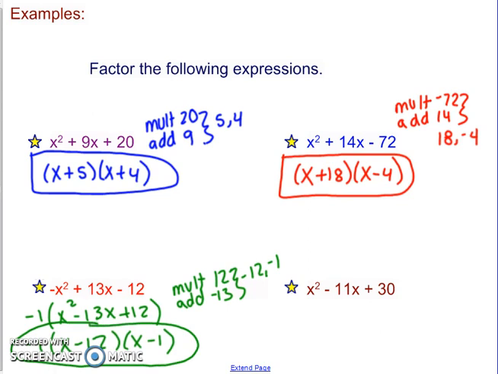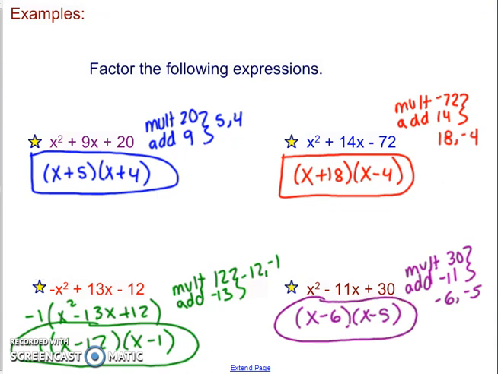Okay, and then this last one multiplies to our c term, which is 30, adds to our b term, which is negative 11. And again, c is positive, but our b term is negative, so the two numbers we use should both be negatives. So we could use negative 6 and negative 5. So our factors would be x minus 6 and x minus 5.